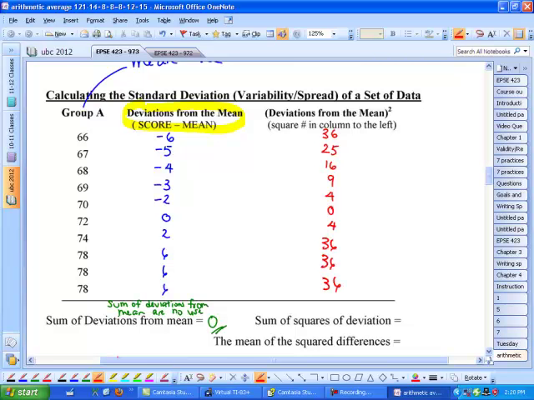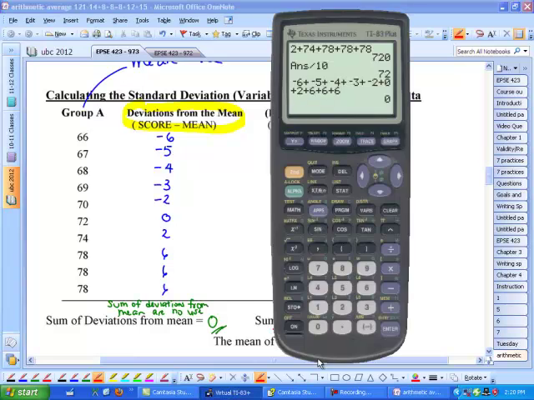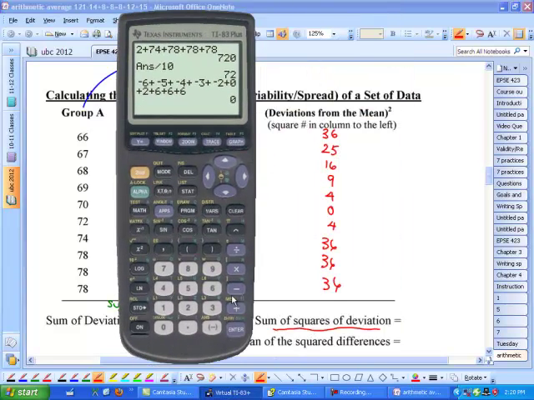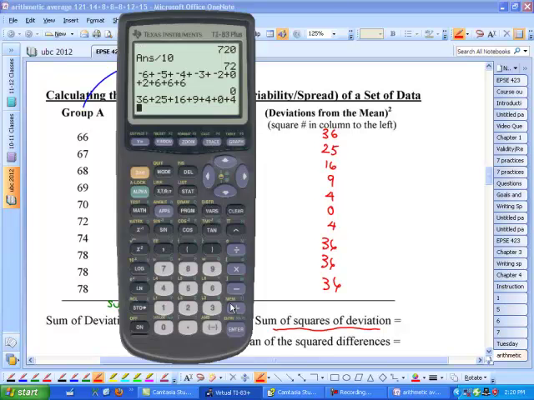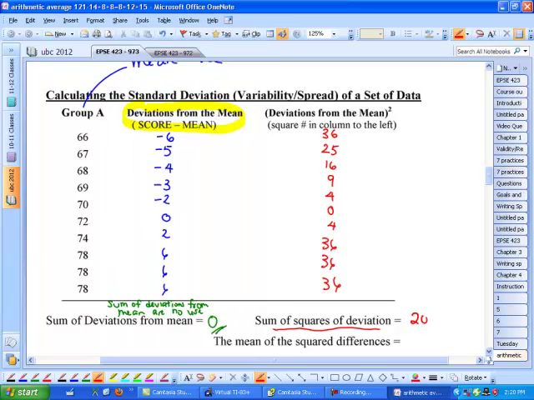Now we can add up these numbers to look at what the sum of the squares of the deviations will be. This time we know it's not going to be 0, so that's a good sign. 36 plus 25 plus 16 plus 9 plus 4 plus 0 plus 4 plus 36 plus 36 plus 36. And in this case you get 202.